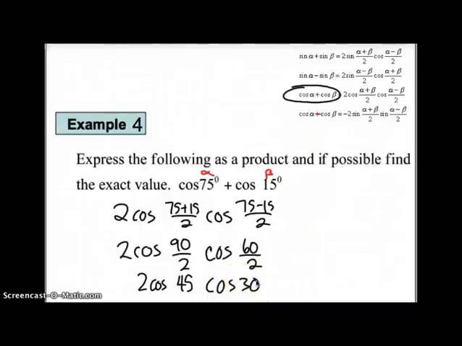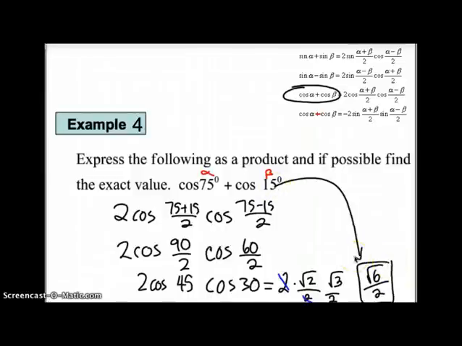So now this one I actually can find an exact value. I'm going to do that by looking to my unit circle and seeing that cosine of 45 is square root of 2 over 2. And also seeing that cosine of 30 degrees is square root of 3 over 2. So I'll work this out, multiply across the top. Let's see, I can simplify a little, cancel those 2's. So it looks like I'm going to get square root of 6 over 2. And that's the exact value for that original sum of cosine of 75 plus cosine of 15. So you could do a problem like that using your sum and difference formulas, but now we have another formula that might come in handy, that we might recognize as an opportunity to use earlier on.